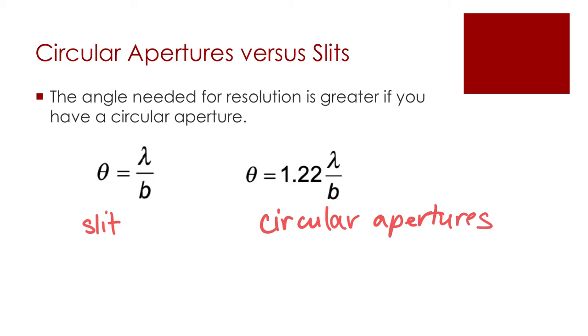Now you might say, well, why is the 1.22, where did it come from? Well, we're not going to go into the math because of it, but let me just point out that when I have a circular aperture, rather than having a whole slit, I need a bigger angle in order to be able to resolve the two sources.